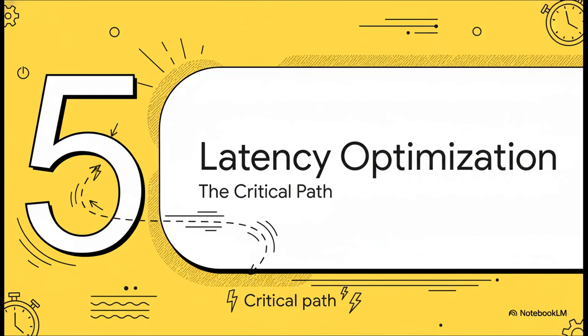All right, now for the final, and I think the most advanced optimization we can make. We've solved for concurrency, but how do we absolutely crush the latency this service adds to every single API call? This is all about optimizing the critical path.